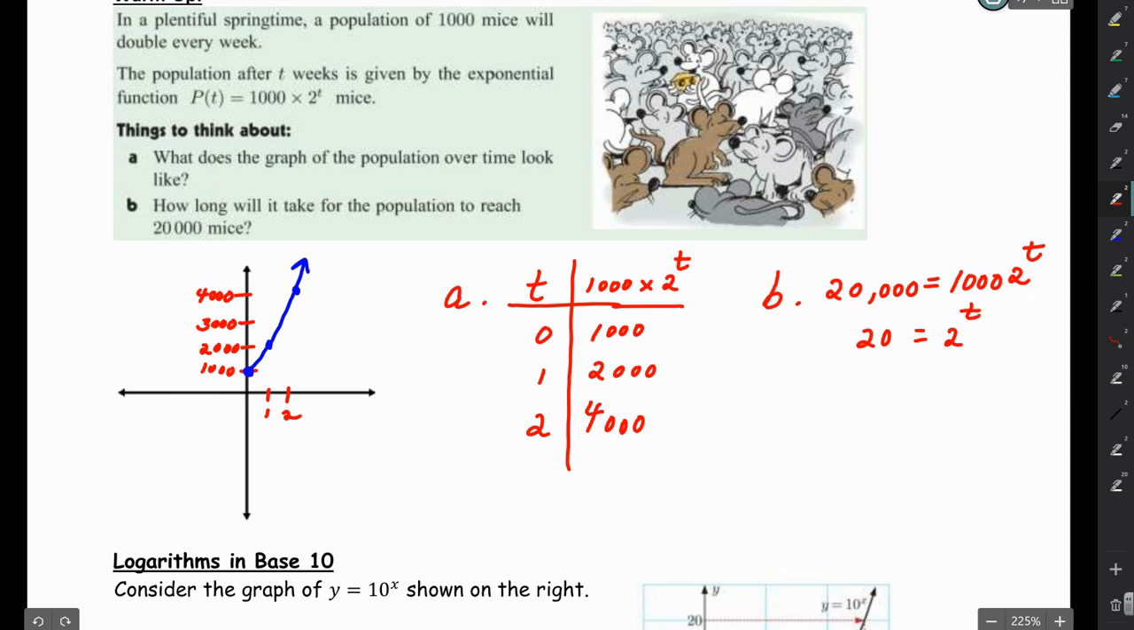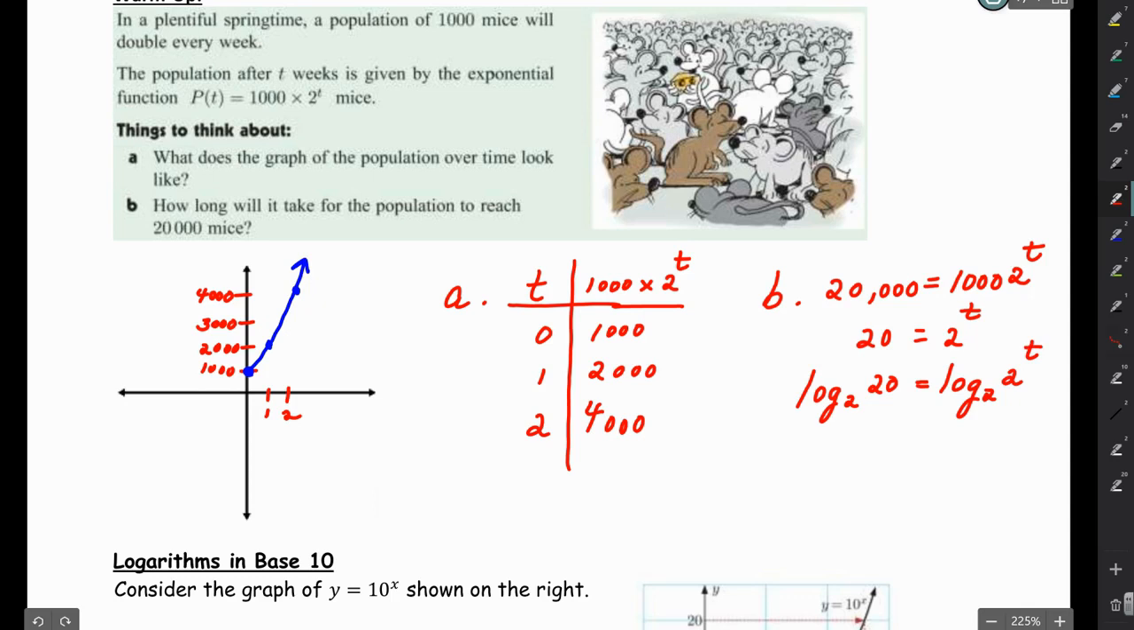And because we have a variable as an exponent, we know that we're going to use a logarithm, because one of the laws of logarithms is the power rule, which will allow us to bring that t out front. So we're going to take the log of both sides at this point. I'm going to take the log base 2 of both sides.